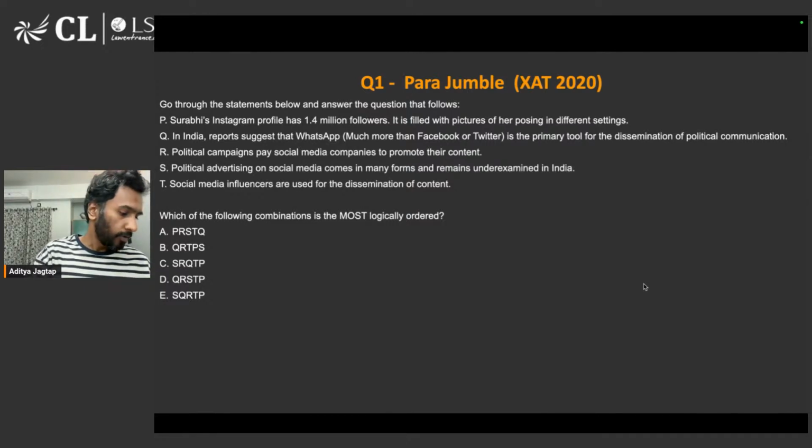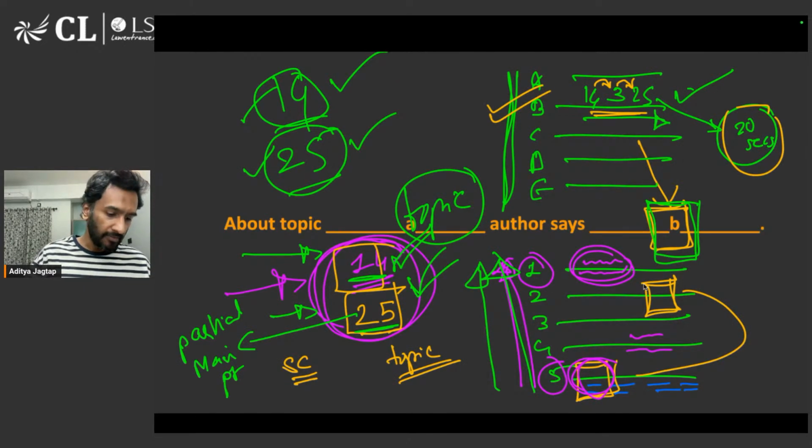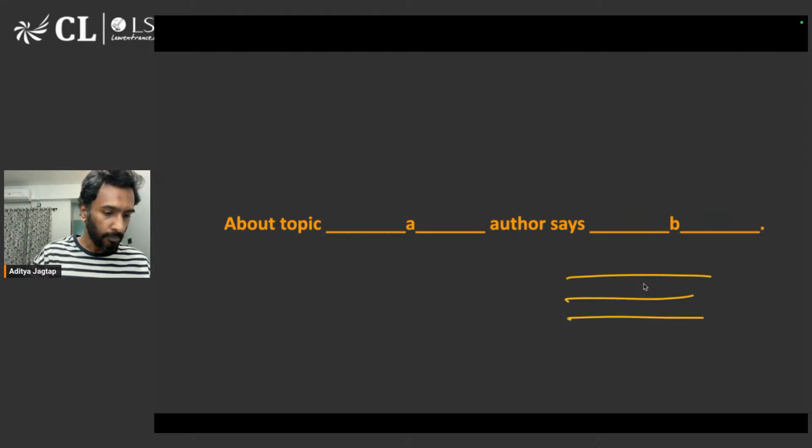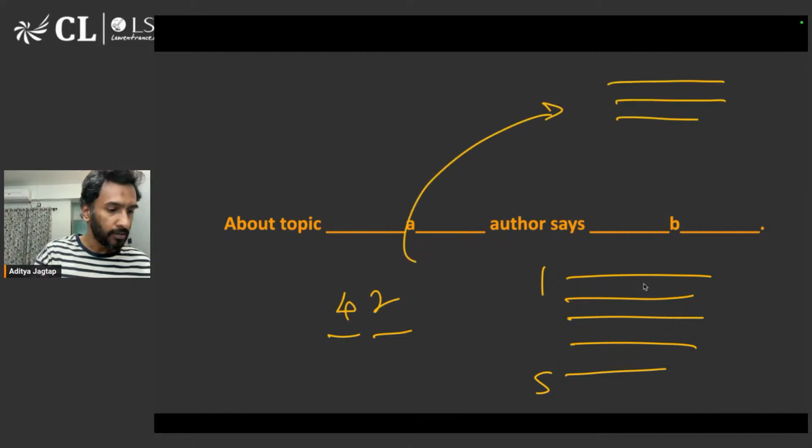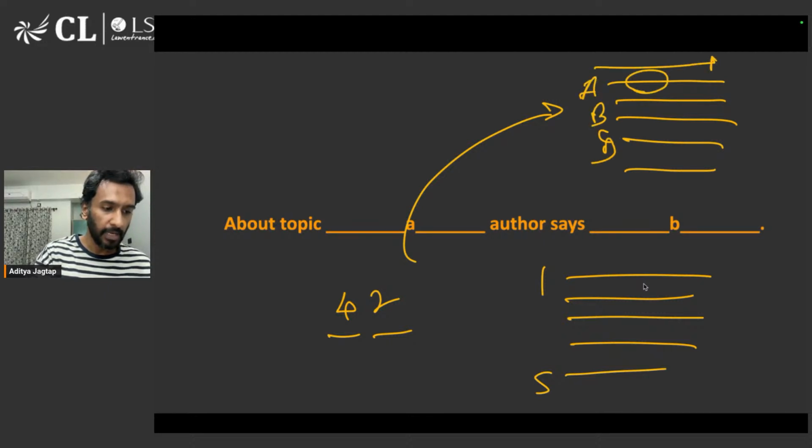All right. So just let me clarify the method once. Read from 5 to 1. Make at least one mandatory pair. Let's say 4 2 is your mandatory pair. Start by looking for that in the options. Once you have that option, just go and confirm if the main point of the author makes sense according to what you've read, and then mark that as your sequence.